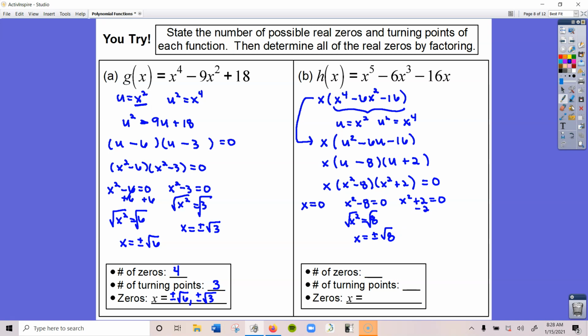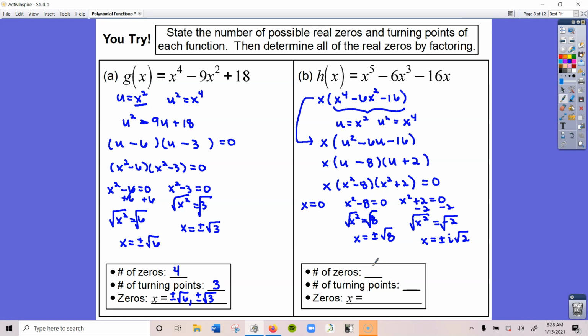Over here, I would have to subtract the 2. So x squared is equal to negative 2. And then we would square root. So x would equal plus or minus i, since we have the negative inside the square root of 2.